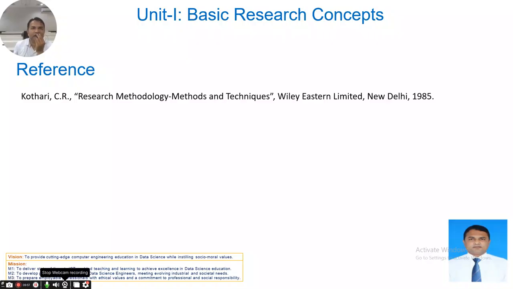To summarize today's lecture, we understood the meaning and definitions of research. We discussed the objectives of research. We learned the significance of research in society, industry, and academia, and we studied the major types of research in brief. Thank you for your active learning today. In our next lecture, we will dive deeper into how to frame a research problem.